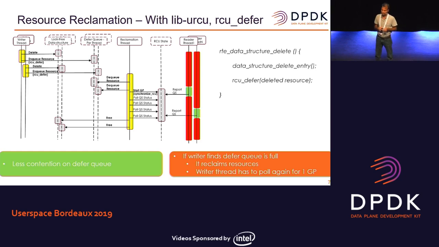In the other case, that issue does not exist, because it's a global queue, and if the writer finds that the queue is full, I don't know what happens, but it does not go ahead and reclaim the resources. I'm not sure what it does, but I know that it does not do the resource reclamation. So in the previous case, it is entirely left to the reclamation thread. Okay, so these are some of the methods that are available and some of the issues that I find with them.